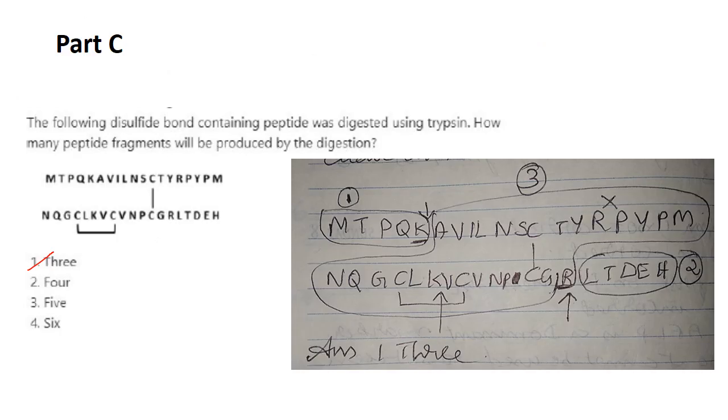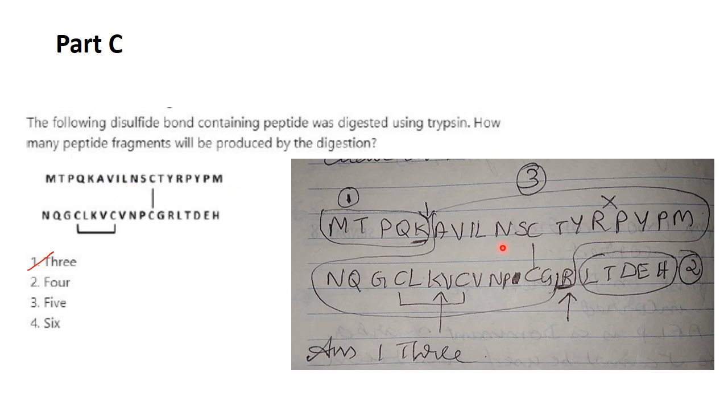Then next one. The following disulfide bond containing peptide was digested using trypsin. How many peptide fragments will be produced by the digestion? So trypsin digests at the carboxyl terminal side of lysine and arginine. If lysine or arginine is followed by a proline, then it will not cut, and trypsin, it is an endopeptidase, so it will not cut at the ends.